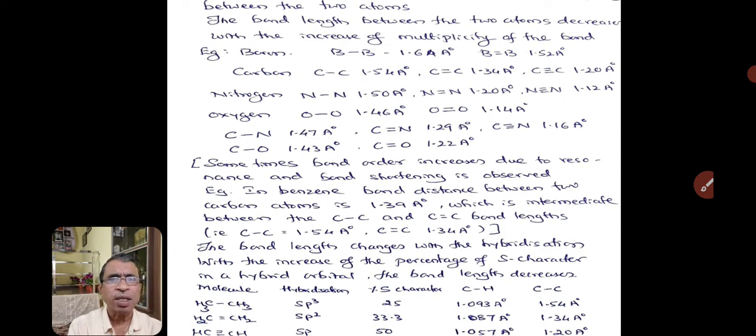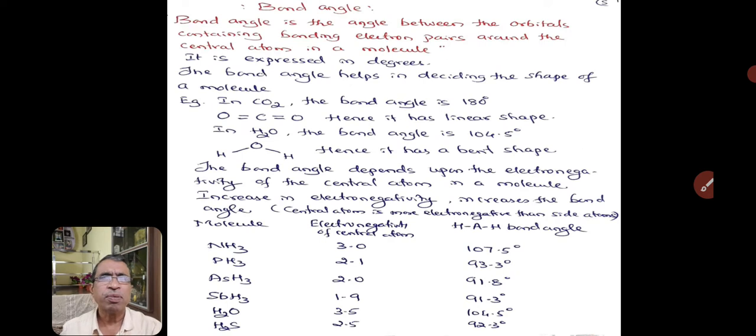This shows that bond length decreases with the increase in s character. That means if the atom is sp3 hybridized, the bond length is more; sp2 hybridized, the bond length is less; sp hybridized, the bond length is still less.